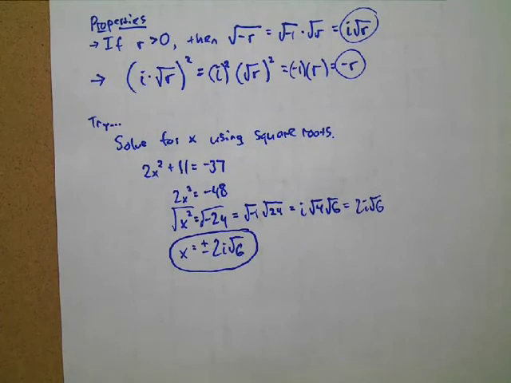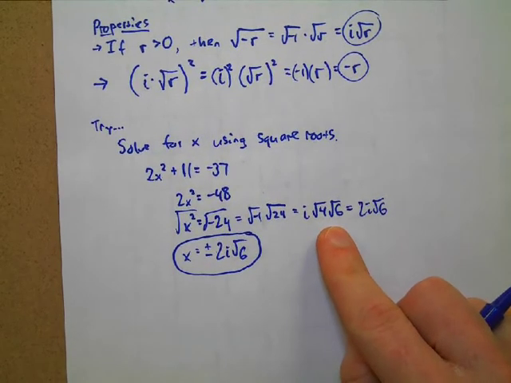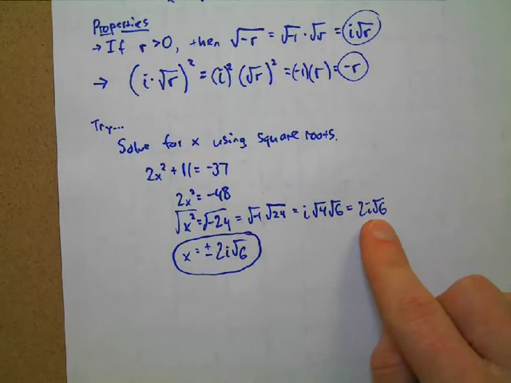Questions on any of that? Slade? If you waited until you got to 4 and 6. Yeah, you can do that. Like 2I, and then root 6.